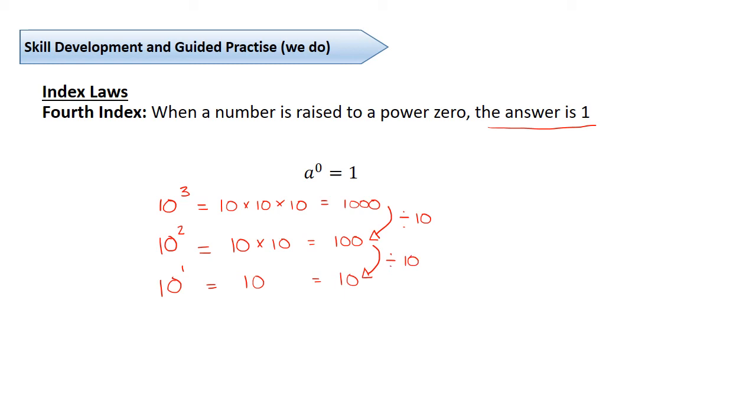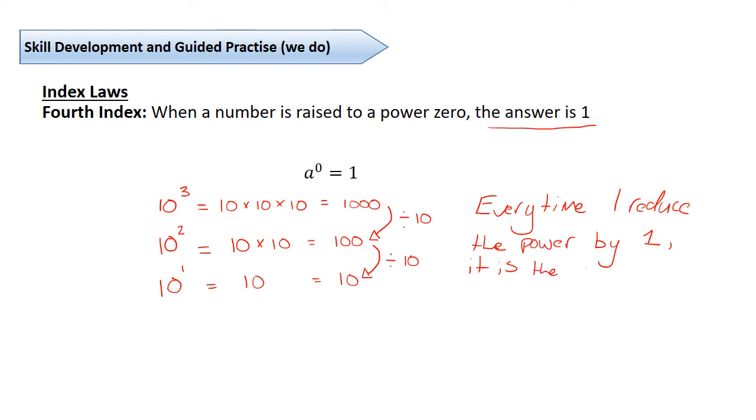So every time, let's write some notes on what's going on. Every time I reduce the power just by 1, it is the same as dividing by the base. Let's rewrite that one. The base. Okay, that's what we're doing.